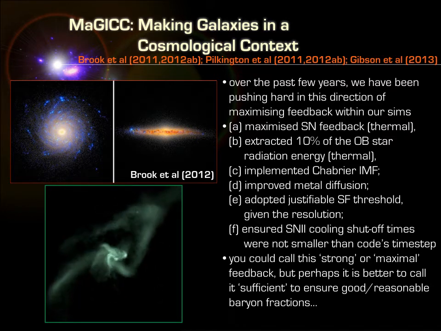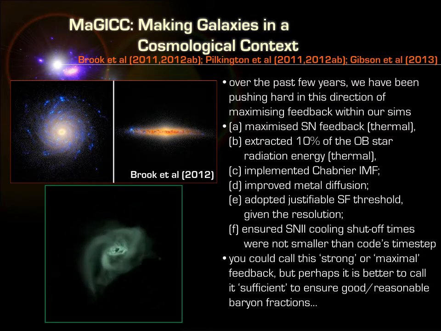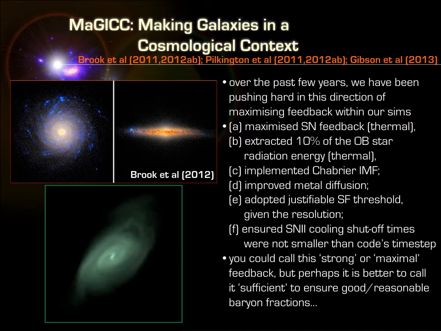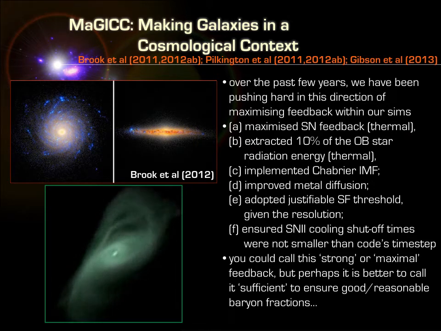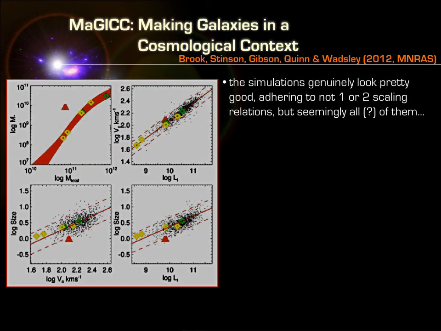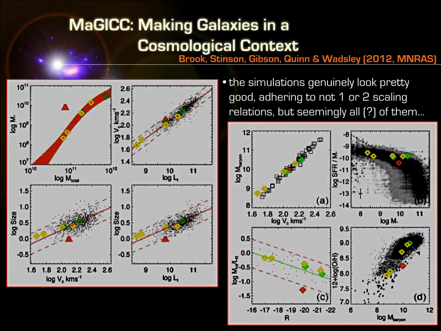At the end of the day, what it came down to was just maximizing energy feedback. Whether it's maximal feedback, strong feedback, different terms that people have used, really, at the end of the day, it is the feedback that you need to actually ensure that you get a good representation of a galaxy. Probably it all came to a head in this paper for us, this collaboration that I was involved with called MaGICC, Making Galaxies in a Cosmological Context.